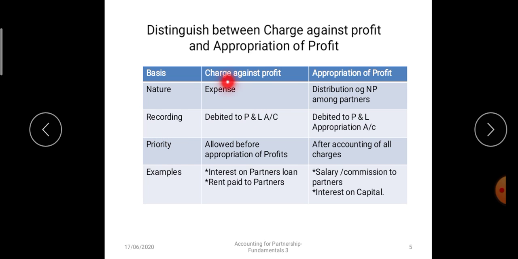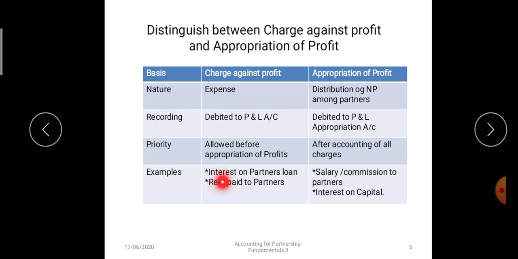Priority: which account will be made first? Charges will be recorded first. Charges against profit will be allowed before the appropriation of profit, and they are debited to the profit and loss account, and after that net profit is calculated. After recording all the charges against profit, you will get net profit, and that net profit will be transferred to the P&L appropriation account, where appropriation of profits will be debited, like salary to partner. So after preparation of the profit and loss account, the P&L appropriation account is prepared. First, charge against profit is recorded or allowed before appropriation of profit, and after allowing charge against profit, appropriation is done.